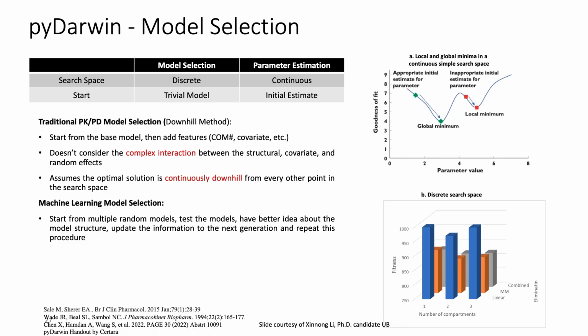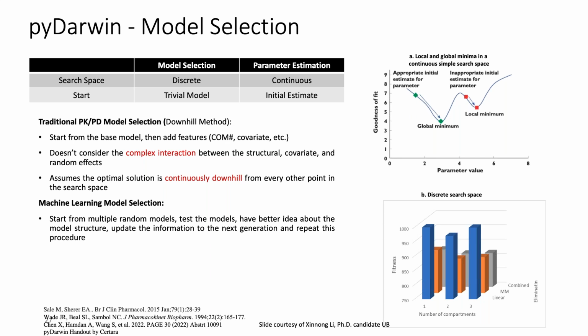The discrete search space is shown in panel B at the bottom right. You have numbers of compartments and the elimination process, for example, illustrated here, and then the relative fitness function. So for the traditional PK/PD model selection, a downhill method, we start from a base model and add features. It doesn't necessarily consider the complex interactions between structural, covariate, and random effects, and it assumes that the optimal solution is continuously downhill from every other point in the search space.